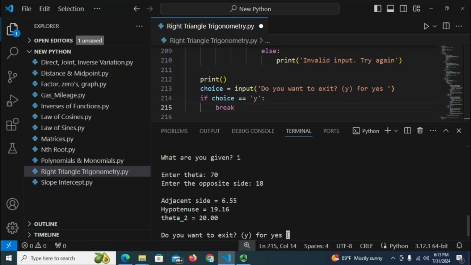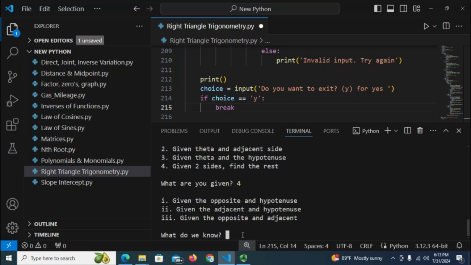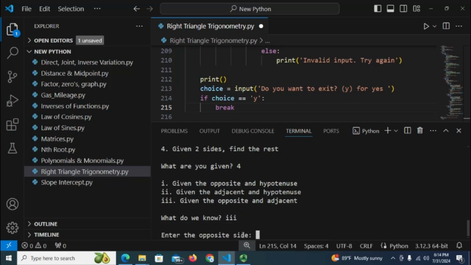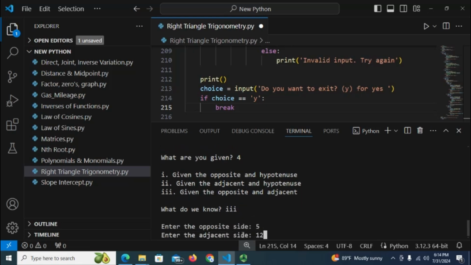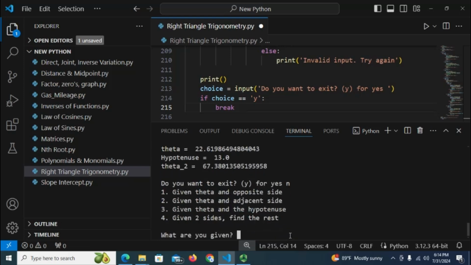So let's run it again a couple more times and we'll be done. So let's do a 5, 12, 13 triangle. And that's a famous Pythagorean triple triangle. So we're going to choose option 4. So what do we know? We're going to say opposite and adjacent. So I'm going to choose that option. So opposite is 5 and adjacent is 12. So the hypotenuse is 13. Our first angle is almost 22.62, and then the second angle is 67.38. And we can change these numbers to do a %.2f and have a 2 decimal approximation value instead, if you want to. So let's do a last example.